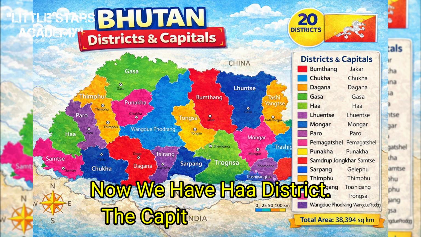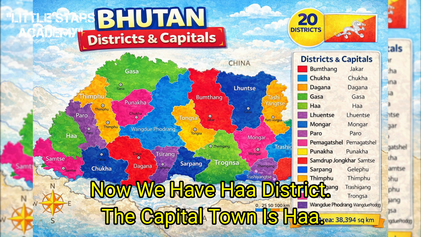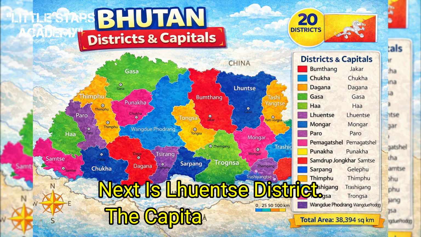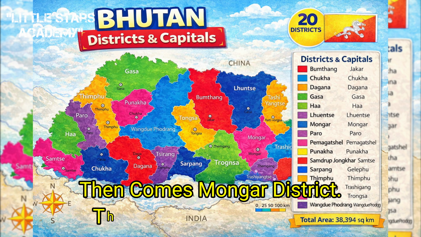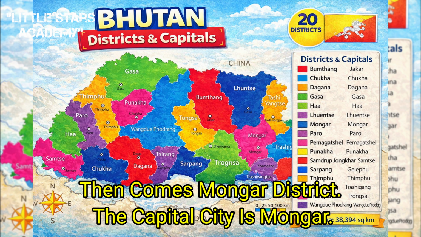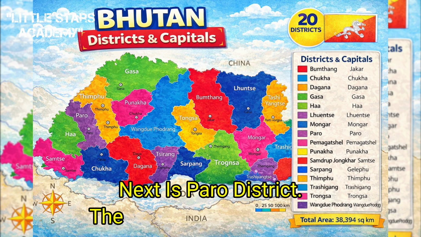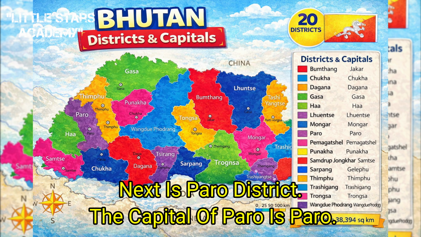Now we have Ha district. The capital town is Ha. Next is Luansi district. The capital is Luansi. Next is Mongar district. The capital city is Mongar. Next is Paro district. The capital of Paro is Paro.